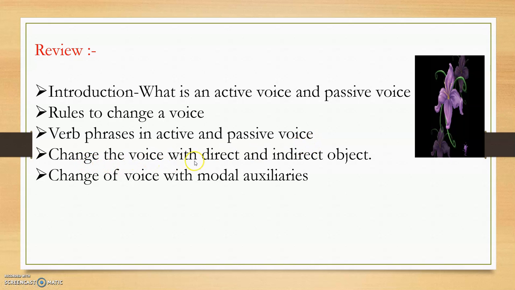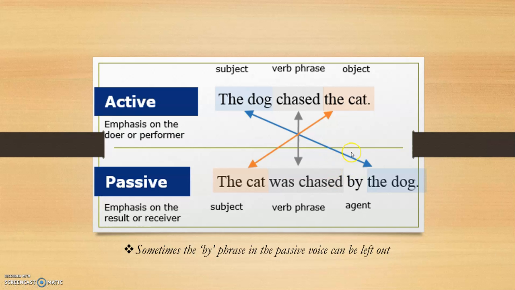Then we changed the voice with direct and indirect objects. So when you have a sentence with two objects, one direct and one indirect, you have two answers also, right? Both the answers are right. So we have seen that too. And we even saw change of voice with modal auxiliaries. Today we shall just move on and we'll revise with one sentence, okay?